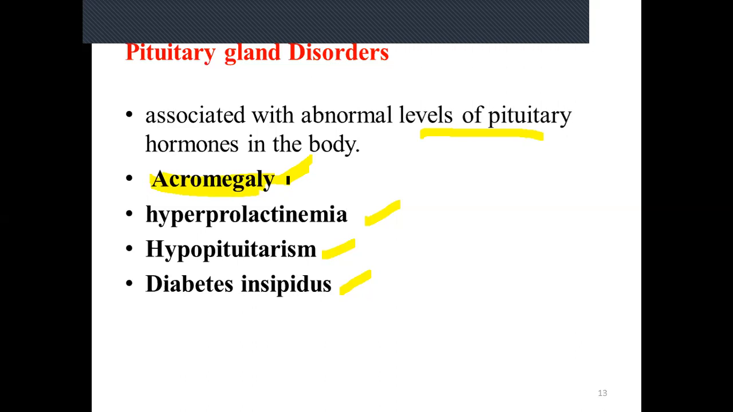That one I will come to. Then hyperprolactinemia is increased production of prolactin. So what will happen when the level of prolactin is elevated? I think, because prolactin is produced by both men and women, men will develop breasts, big breasts, extremely big. Yeah, okay.